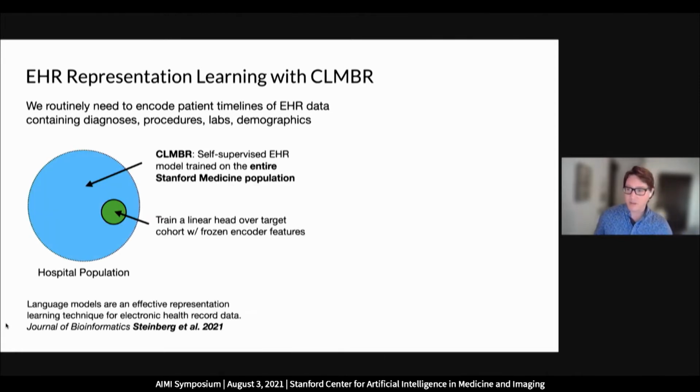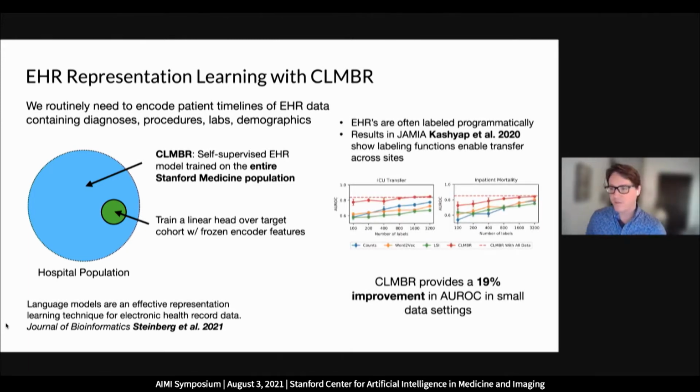So a student in Nigam Shah's lab, Ethan Steinberg, has done some really amazing work building a self-supervised EHR representation learning model named Climber. It was actually trained on the entire Stanford Medicine population. And then using that featurizer, you train a linear head over your cohort of interest. What this does is it provides a very powerful way of learning representations of patient timelines.